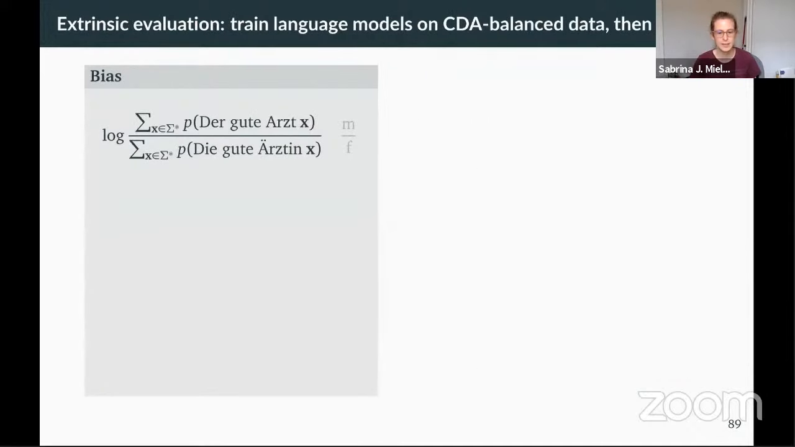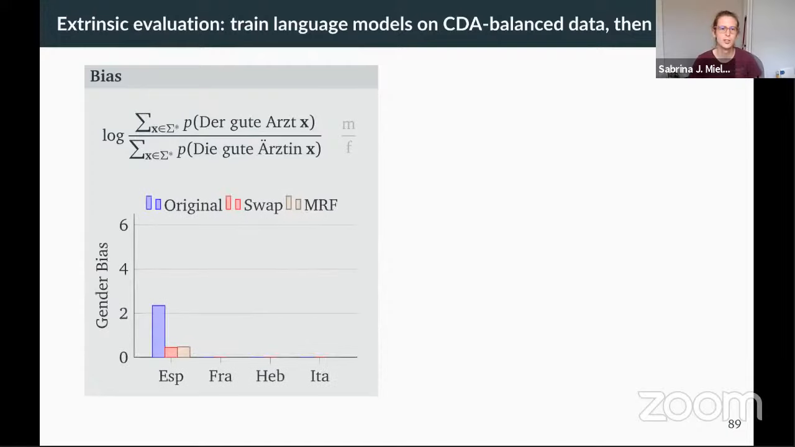And so now with this, we can again look at bias as measuring how likely it is that we have the good male doctor as opposed to the good female doctor. And we see that this is in Spanish. From the original, bias really goes down. Bias goes down both with just swapping everything and with the MRF.